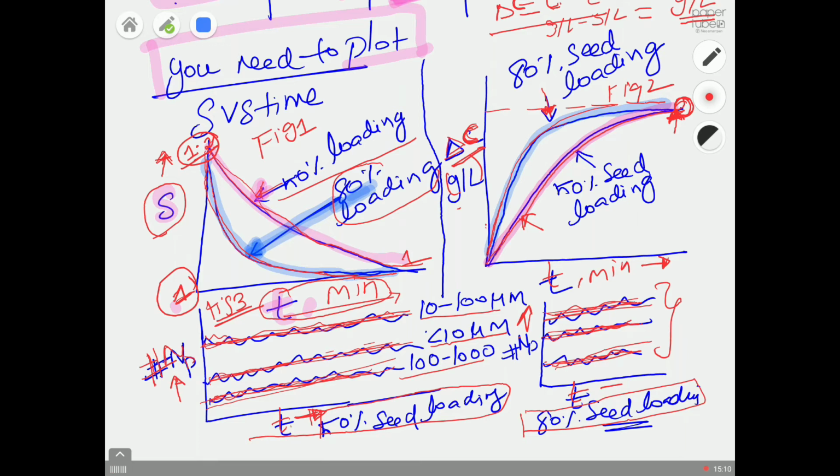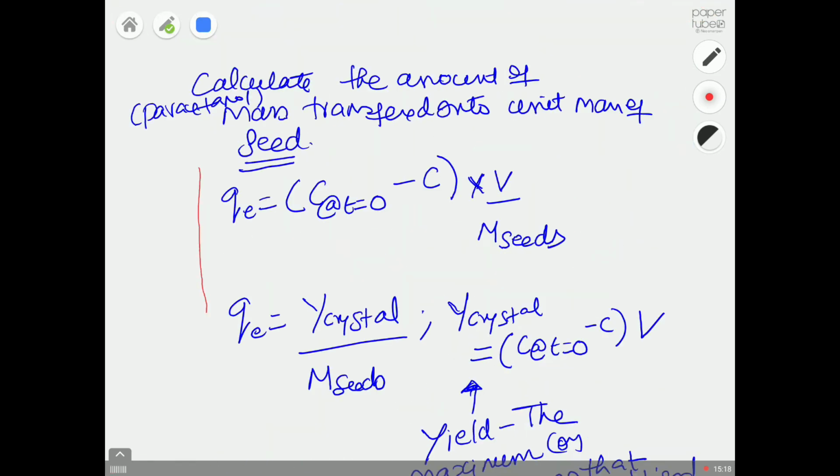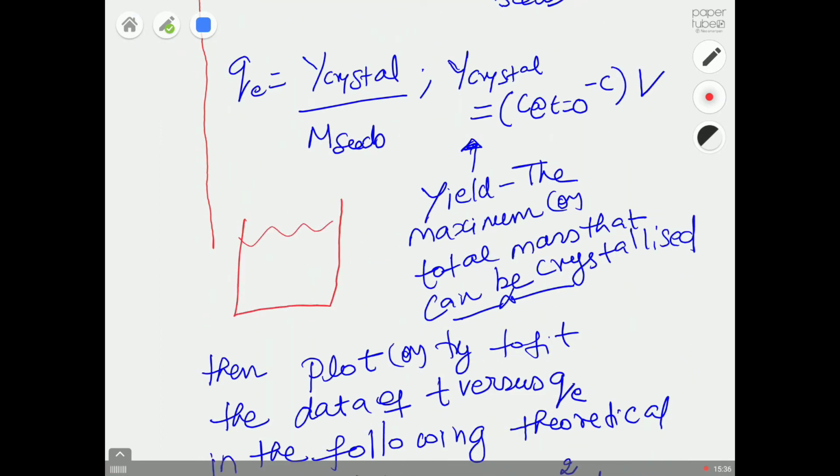And then finally you have to do some mathematical calculations. So you need to calculate one more parameter. You have to calculate the amount of paracetamol, or amount of mass, transferred onto unit mass of seeds. So what do I mean by this? Imagine you have a crystallizer, you have a supersaturated solution, and then once you add, say, 3 crystals for the moment. Since you have supersaturation, your paracetamol will go from solution to each of those particles.